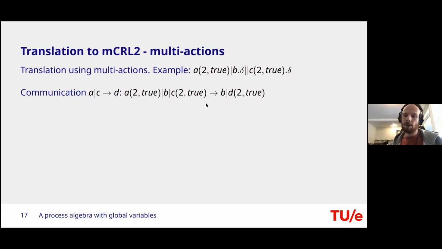And we can manipulate these multi-actions with a communication operator. So if we define a communication A and C to D, then the multi-action of these three will combine the A and the C to a D. And this communication only happens when the parameters of the actions match exactly. So if this 2 of the A would be a 3, then the A and the C can't communicate because they don't have the same data values. We can also hide actions. So if we hide the A in this multi-action, then you simply remove it.